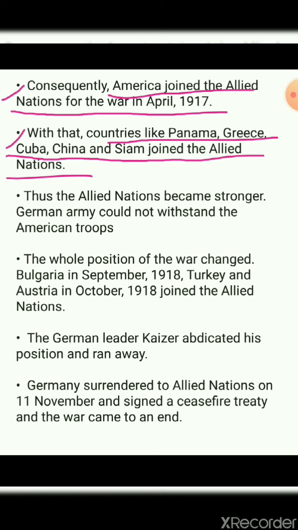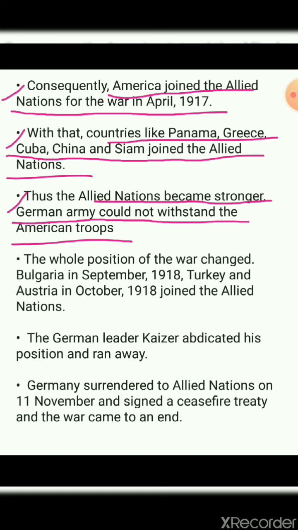Now, only 24 nations joined the Allied nations at first, and slowly more and more nations joined them in the First World War. Thus, the Allied nations became stronger. The German army could not withstand the American troops. Slowly, the Allied nations became stronger.